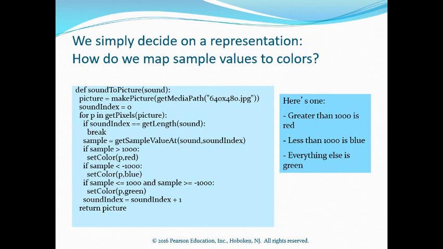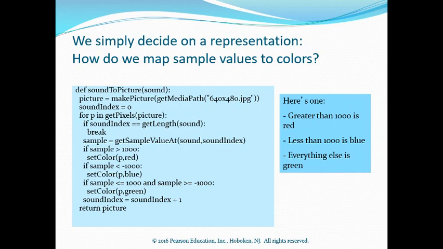We say if the sound index equals the get length of the sound, break. And break actually means to exit out of the statement. I think we will talk about that in a second. Sample equals get the sample value at the sound. So we pass in two parameters, the sound itself and then the sound index. If the sample is greater than 1,000, set it to red. If it's less than negative 1,000, set it to blue.